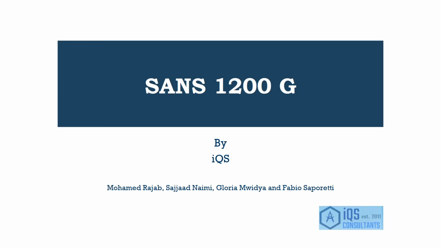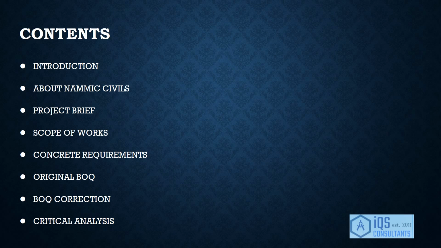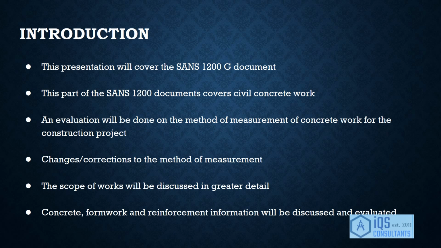SANS 1200G by iQS. This presentation will cover the SANS 1200G document, which is Civil Construction Concrete. A civil construction project was chosen as a case study, and the bill for the concrete work will be analyzed in terms of method of measurement used and what is stated as per the SANS 1200G document. The SANS 1200G standardized document will be discussed in terms of its structure and contents.